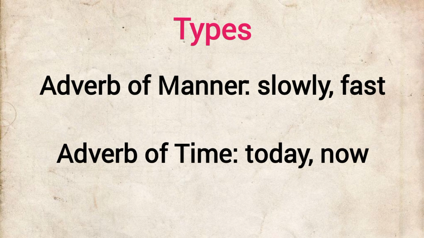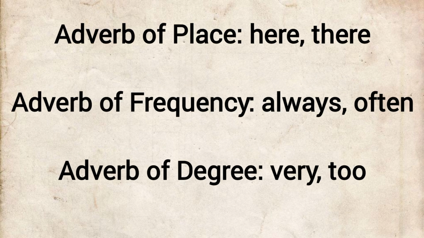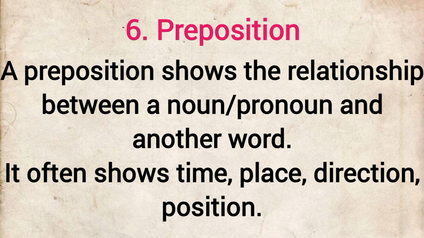Types. Adverb of manner: slowly, fast. Adverb of time: today, now. Adverb of place: here, there. Adverb of frequency: always, often. Adverb of degree: very, too.